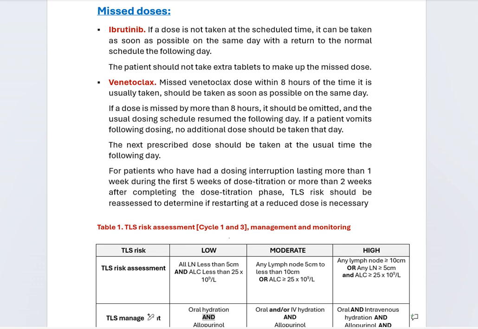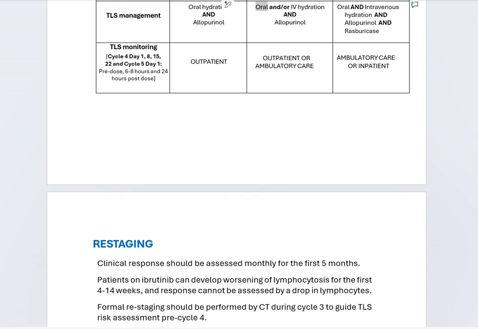Oral hydration and allopurinol for low risk; oral and/or intravenous hydration and allopurinol for moderate risk; oral and intravenous hydration, allopurinol and rasburicase for high risk. TLS monitoring: cycle 4 day 1, 8, 15, 22 and cycle 5 day 1, predose, 6 to 8 hours and 24 hours post-dose. Outpatient for low risk, outpatient or ambulatory care for moderate risk, ambulatory care or inpatient for high risk.